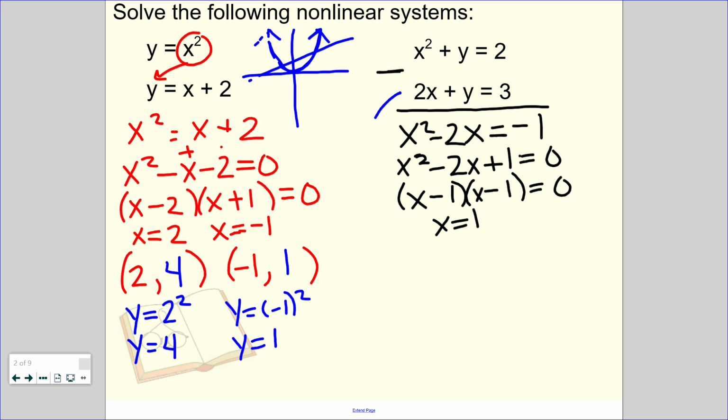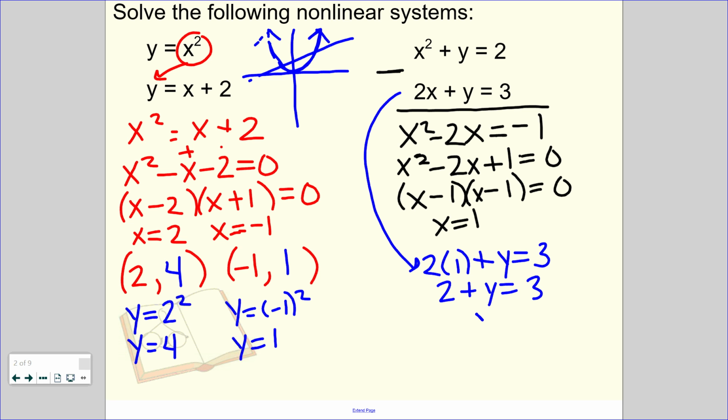Let's say I use the bottom equation. 2 times x is 1, plus y equals 3. So I have 2 plus y equals 3, and y equals 1. So my final intersection point is (1, 1). You can check it by graphing, or again, you can check that by plugging the numbers into the original equations and make sure they work.